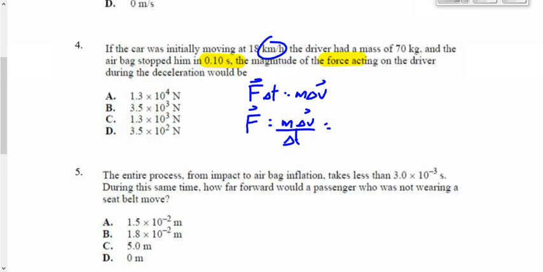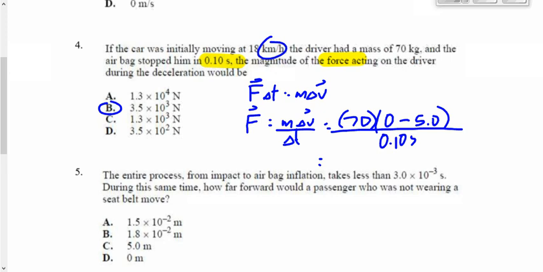My mass is 70 kilograms. Delta V would be, the man stopped in 0.1 seconds, so his final velocity would be 0. His initial velocity would be 5.0 meters per second, and the time interval here is 0.10 seconds. The force here, when we do that calculation, works out to be 3.5 times 10 to the 3 newtons.